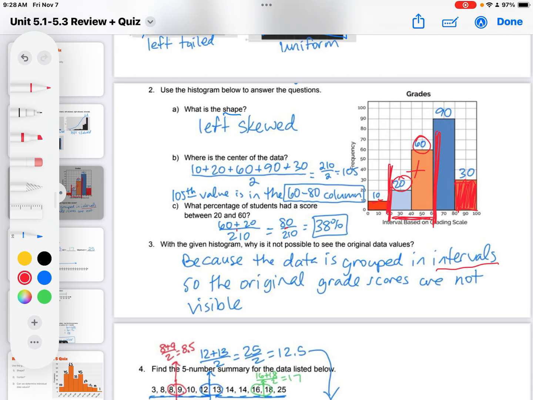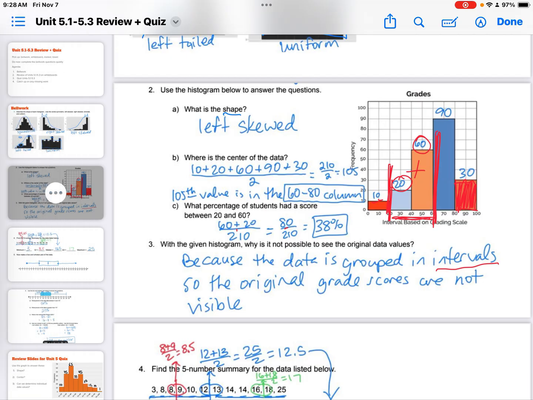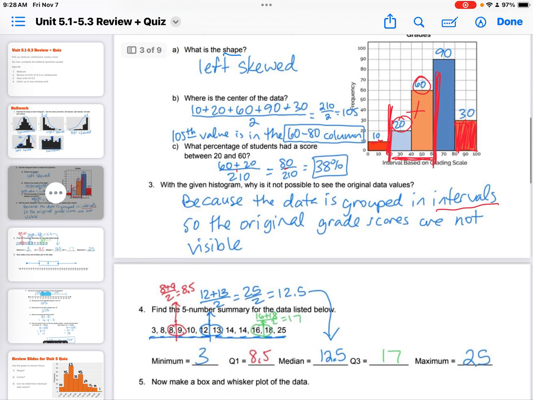So that's one of the downsides of a histogram. You don't necessarily get back the original data, okay? But when you're doing a histogram, you're not necessarily worrying about individual student data values. You're looking for more general trends of a class or a group of data. So that's why you don't necessarily need that.